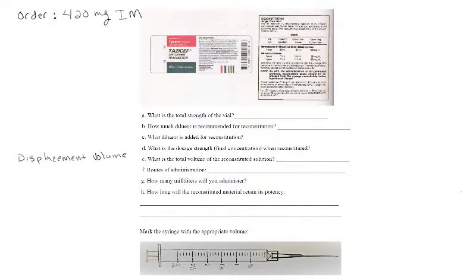We're going to look at how to reconstitute a medication and then administer it. So this is our label right here, and this is what we're going to look at to answer the questions. Our first question is, what is the total strength of the vial? To find that, you're going to look right here, and this tells you the total strength of the vial. This vial contains 1 gram of the medication. So we'll put 1 gram right there.